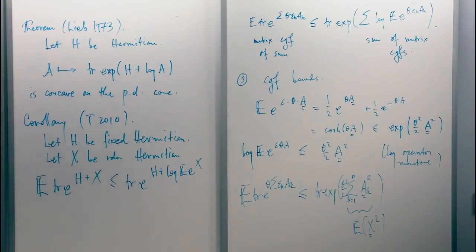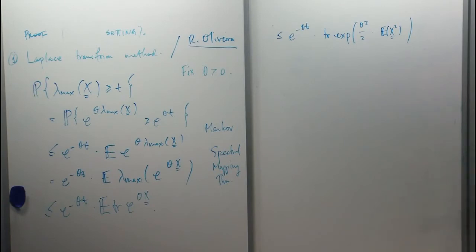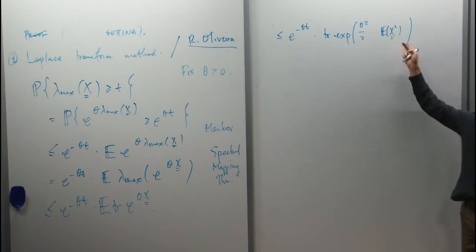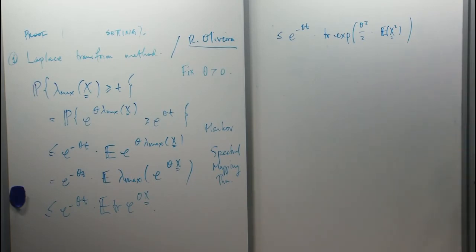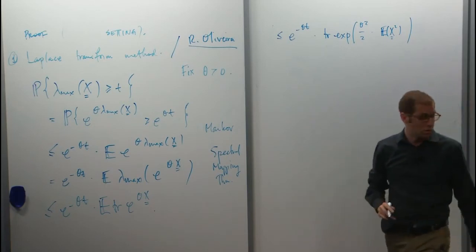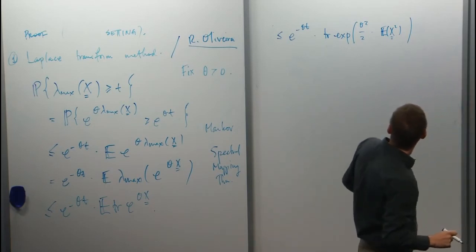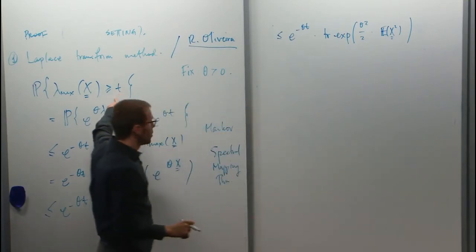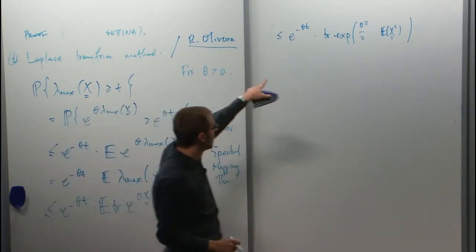So continuing, we have e to the minus theta t times the trace exponential of theta squared over 2 times expectation of X squared. Now, we don't like this trace anymore. We want to get back to some eigenvalues. So we're going to bound the trace by the maximum eigenvalue times the dimension. What's t? T is the level.